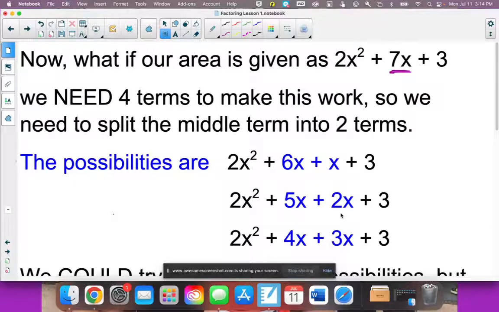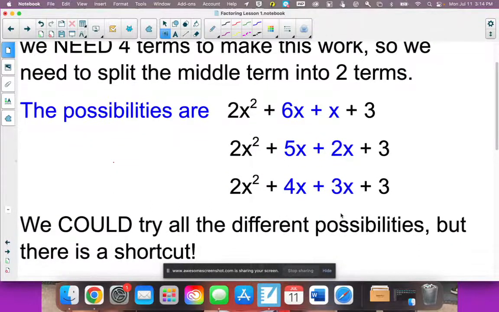I could do all 3 of these to see what works and if I can figure out a length and a width that works for these. But the problem with that is, again, that's a lot of work, especially if you have something that's got way more than 3 possibilities, right? You could get something that has like 10 possibilities. I don't know about you. I don't want to check 10 possibilities to see what works. So we have a shortcut.